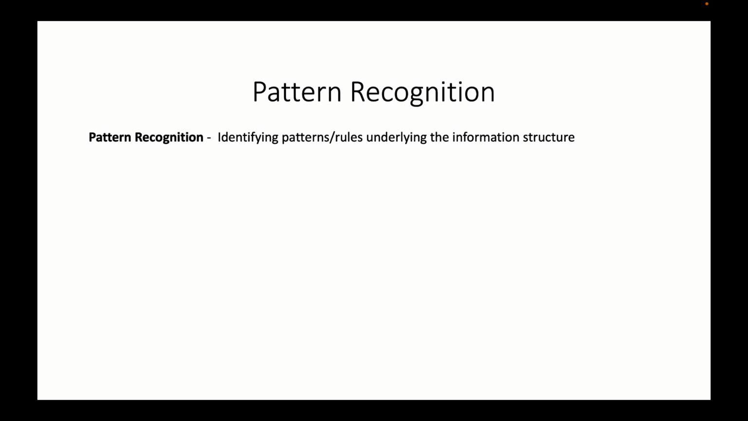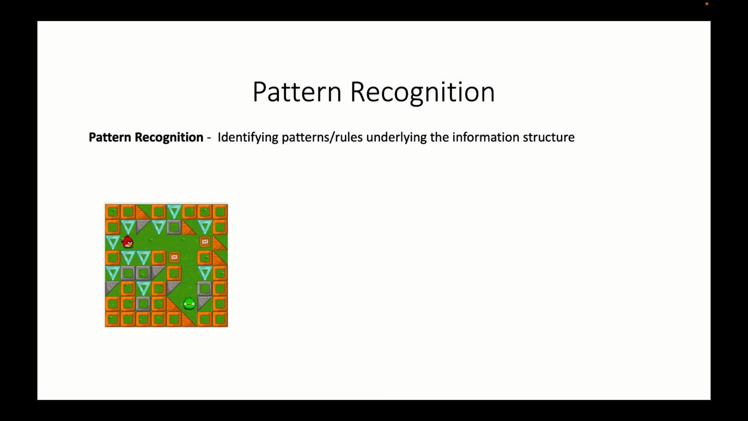Pattern recognition. Pattern recognition means identifying patterns underlying the information structure. How can the bird get to the pig? The bird needs to move forward, turn right, and then move forward. How many steps forward? 4 steps. So we will have 4 move forward blocks. After the bird turns right, how far forward does it need to move? 4 steps. So another 4 move forward blocks.